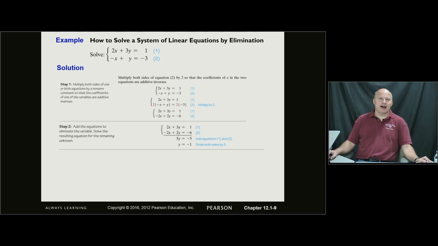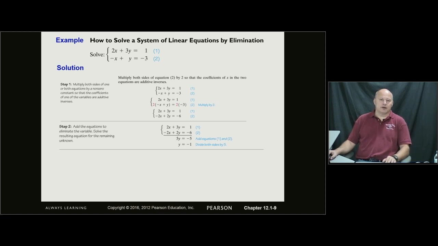Well, what if you decided to get rid of the y's in the original instead of the x's? Well, you wouldn't have multiplied by 2. What would you have multiplied by? Well, the top equation has a 3y, and the bottom equation has a positive y. So what if I multiplied the equation times negative 3? Because then negative 3 times that y would be negative 3y, and when I add those equations up, the y's would have been eliminated.